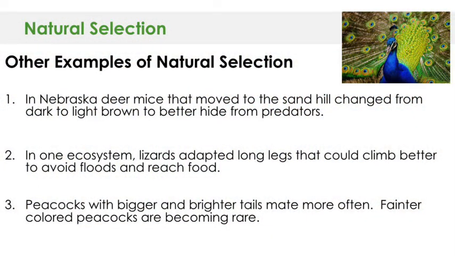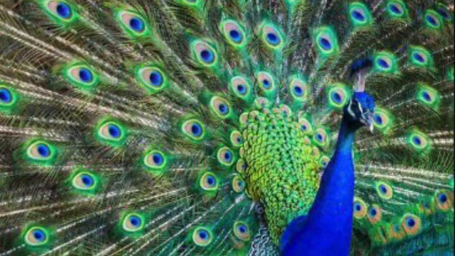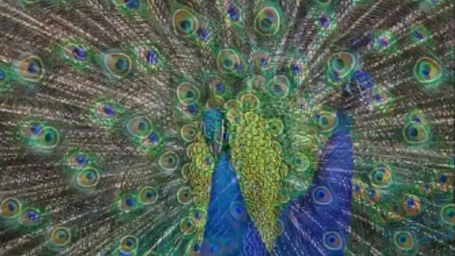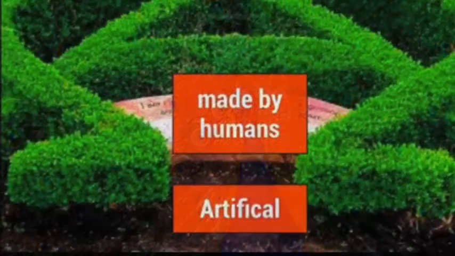And then the last one is going to be a peacock. Peacocks that have the bigger and brighter colored feathers and tails are known to mate more often. And if a peacock has a more faint color tail, it's been known that they don't mate as often as the ones that have a brighter colored tail. So the first peacock that we're going to look at is going to have the brighter tail. This peacock right here has got the bright colors, and so it would mate more often. And then this peacock has a more faint color, and it would not mate as often.